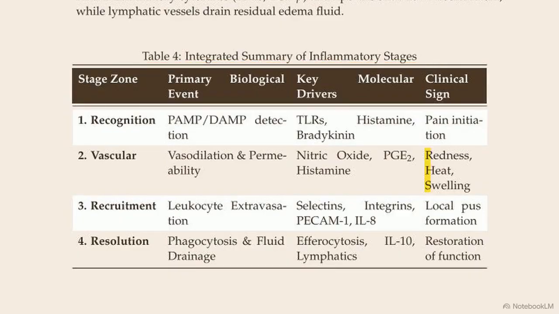When you see redness and feel heat, you're observing nitric oxide and prostaglandin-driven vasodilation. When tissue swells, you are witnessing increased vascular permeability, and local pain is the nociceptive result of bradykinin generation. The accumulation of pus marks the massive influx of white blood cells during Zone 3's recruitment cascade. Finally, the complete restoration of tissue function requires the successful execution of efferocytosis and lymphatic drainage in Zone 4.